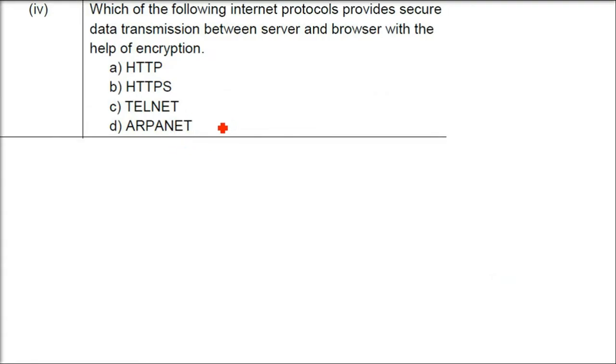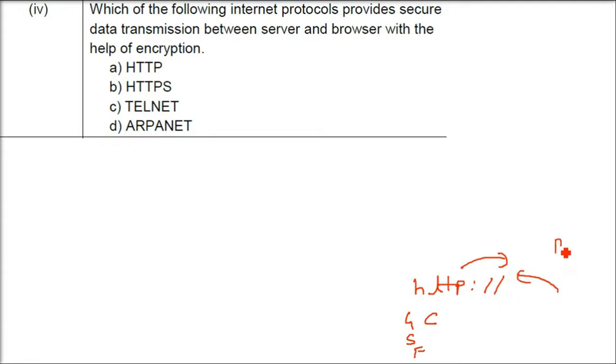Which of the following internet protocols provides secure data transmission between server and browser with the help of encryption? As I said earlier, previously when www came into being on the backbone of the internet, HTTP, like this, colon slash slash and the website name was given. The browser will read it, Google Chrome, Safari or Firefox, and you will see the content through this URL through HTTP, hypertext transfer protocol.